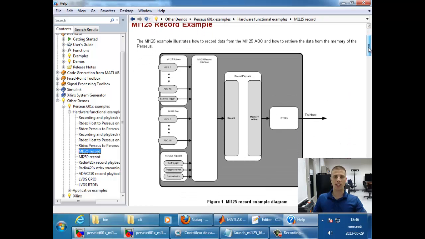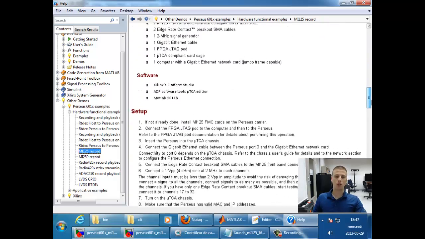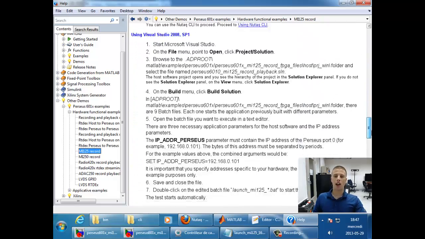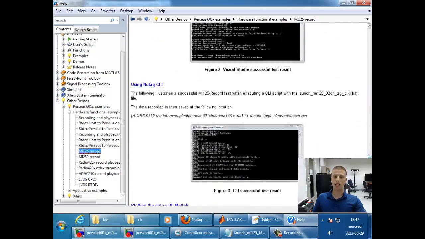We have a block schematic showing what the signal path is going to be for this demo. So basically, we're going to acquire 16 different signals coming through each of the 16 channels of the MI125 card, and it's going to be recorded in the Perseus board's DDR3 RAM memory for a given period of time. After the recording is done, the data is going to be transferred from the board's memory to an external host computer via gigabit Ethernet. In the demo sheet, we also have step-by-step instructions about how the demo is going to be run.